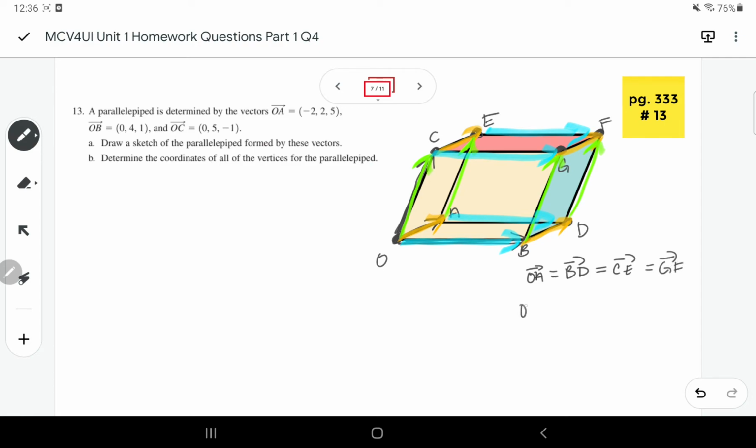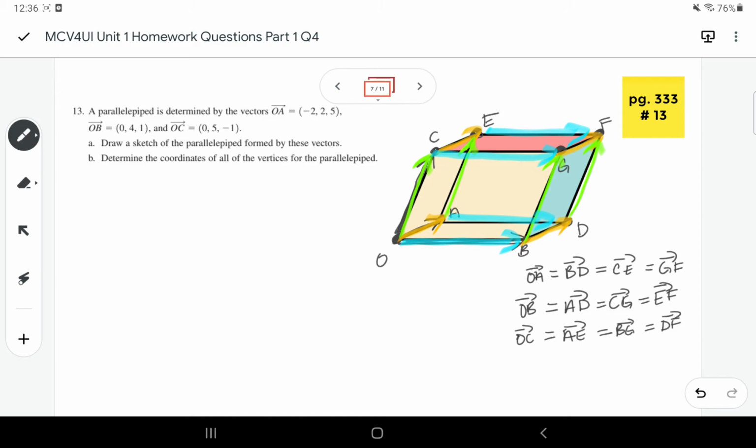Okay, and then OB, all these ones going the same direction would be the same, equals AD, which is also equal to CG and EF, all those blue ones, and then OC would be equal to AE, which is equal to BG and DF. Is everybody okay with the setup there? That all of those sets of 4 edges would be the equal vectors.